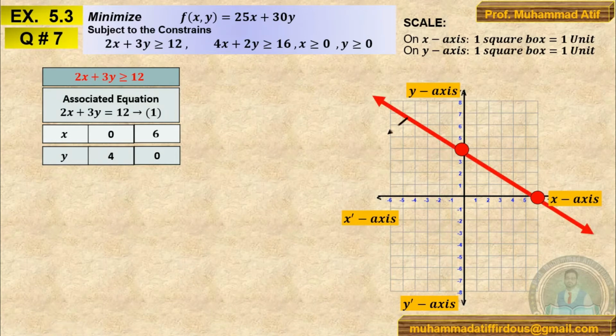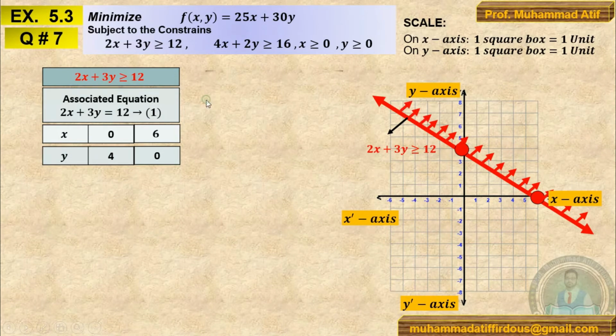Just write the name of this inequality, which is 2x plus 3y is greater than or equal to 12. Now the coefficient of y is positive and the sign is greater than or equal to. If the coefficient of y is positive, first condition is true, then make some arrows above this red line which show the required region. But stop here, do not shade the region, because we have other constraints.